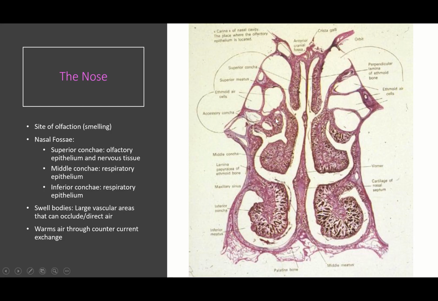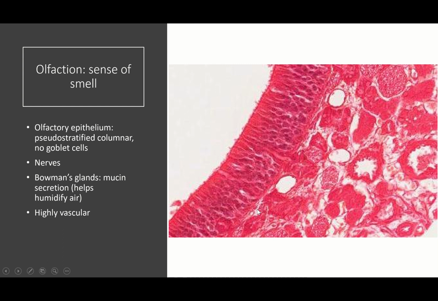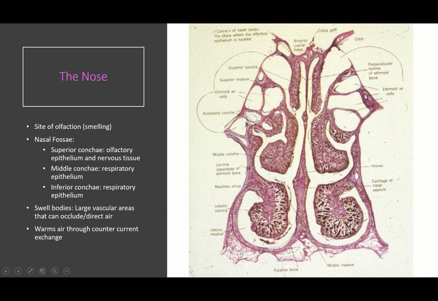Okay, the first portion of the conducting portion of your respiratory system is going to be the nose. And this is really going to help warm, humidify, and clean the air. But it also has your sense of smell. It's the site of olfaction. And this is a cross-section of your nasal cavity.